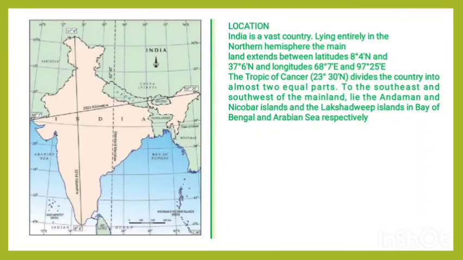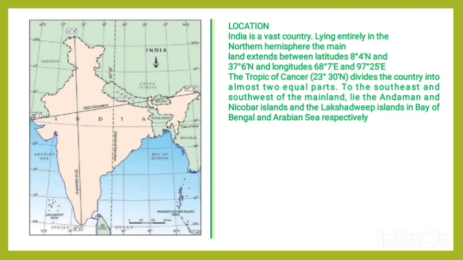India is a vast country. In our previous slide, we saw that India completely lies in the northern hemisphere. Now we will discuss the extension of our India. India's extension in longitude is 68 degree 7 minute east to 97 degree 25 minute east. It starts from the Rann of Kutch in Gujarat and extends up to Kibithu in Arunachal Pradesh at 97 degree 25 minute east.